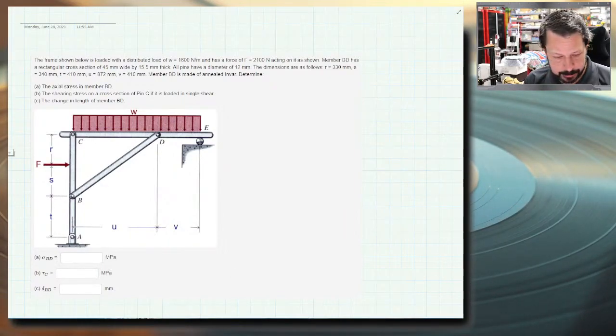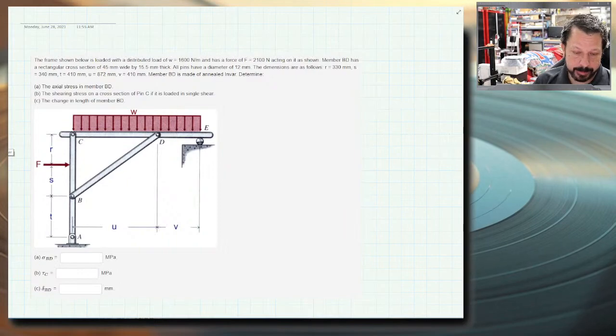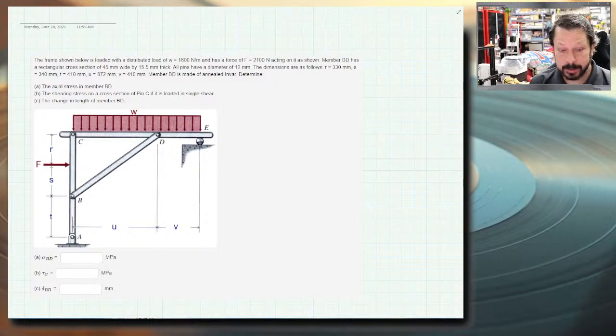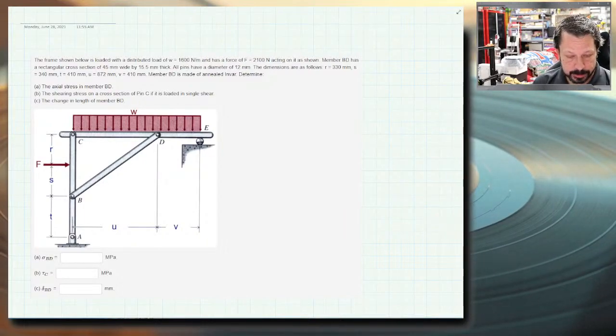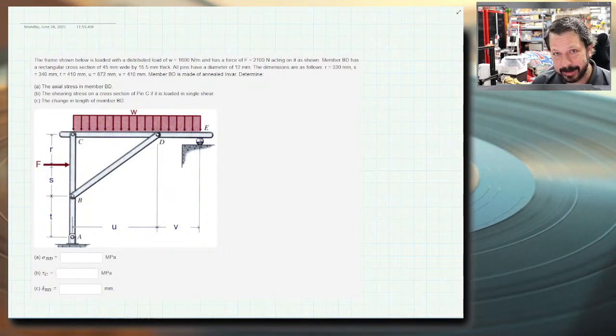So this one I'm going to call a frame. It doesn't really have any mechanisms that look like the pieces move relative to the other pieces in this structure. And that means it's probably a frame. And it probably does mean that I need to find reactions at the pin and roller first.